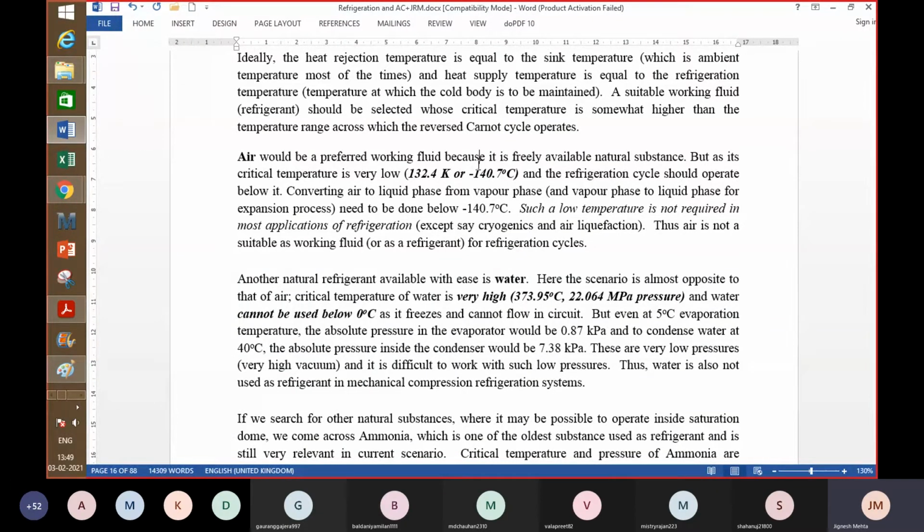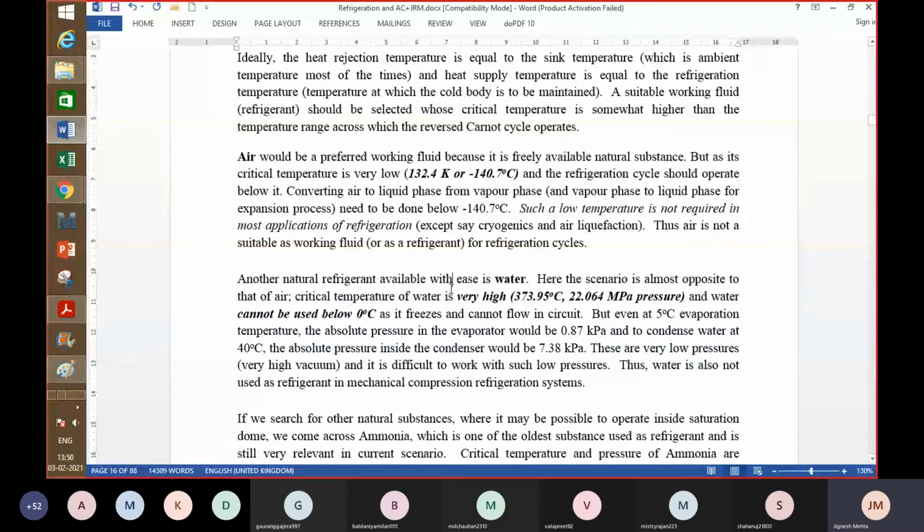And again, you need to reject heat at a temperature below that. So where will you reject heat? To which sink will you reject the heat? So it seems that air is not suitable if you want to operate your cycle inside the saturation dome.